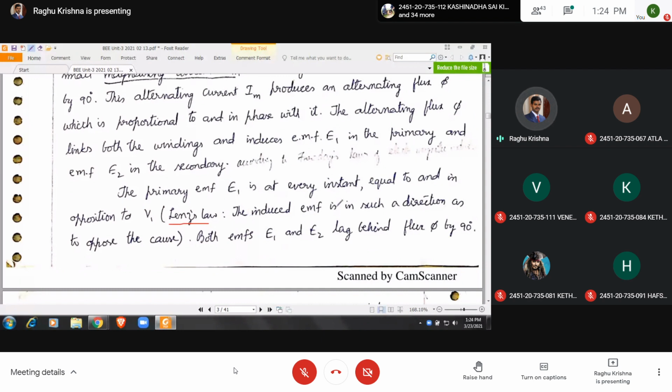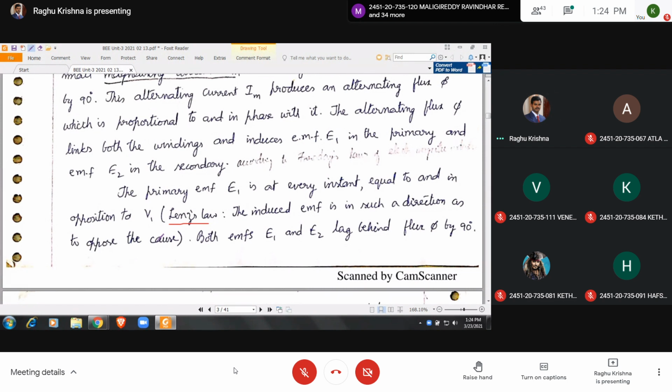So the induced EMF, if they ask in the question, what is Lenz law? You can directly write this one. The induced EMF is in such a direction as to oppose the cause. That is the Lenz law. Or simply you can write the induced EMF opposes the cause.